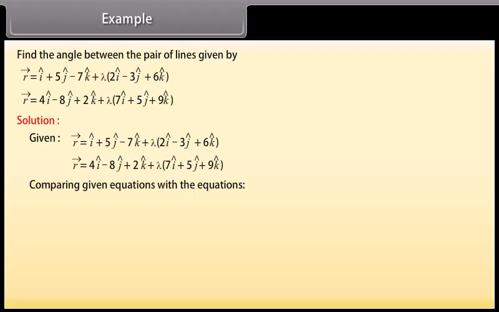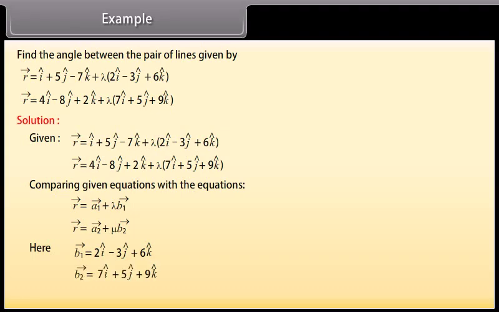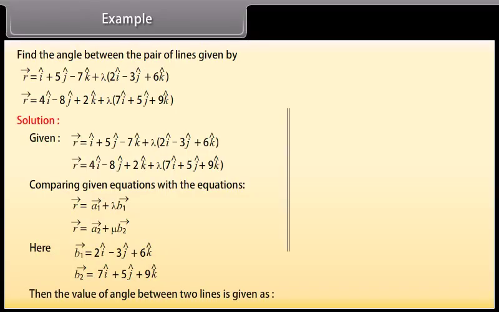Comparing the given equations with vector r equals vector a1 plus lambda vector b1 and vector r equals vector a2 plus mu vector b2, here vector b1 equals 2i minus 3j plus 6k and vector b2 is equal to 7i plus 5j plus 9k. Then the angle between the two lines is given as cos theta equals modulus of (vector b1 dot vector b2) by (modulus of vector b1 into modulus of vector b2).